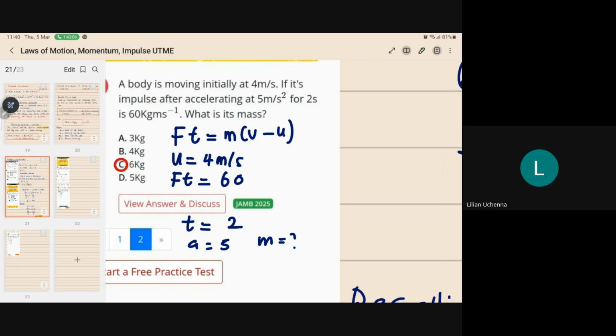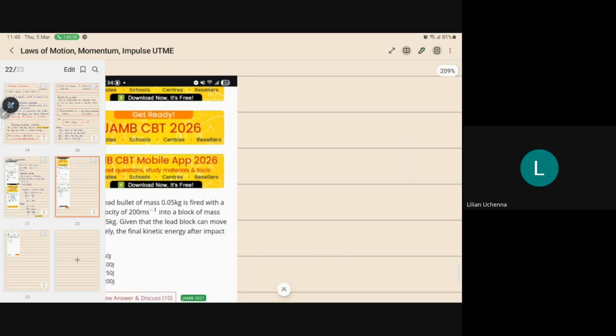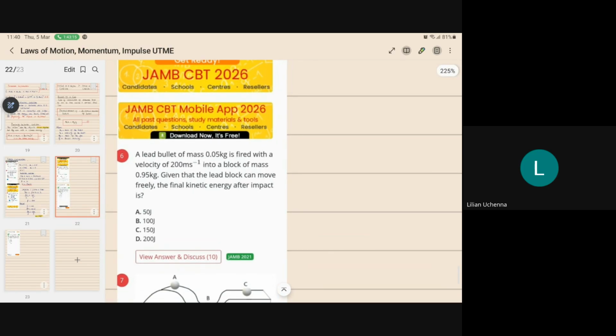All right. So let's go over to the next one. This one said a lead bullet of mass 0.05. What if you use Ft equal to ma directly?